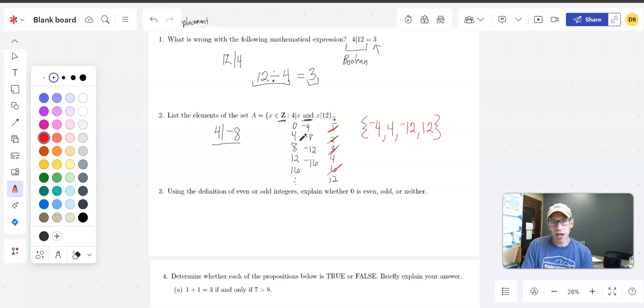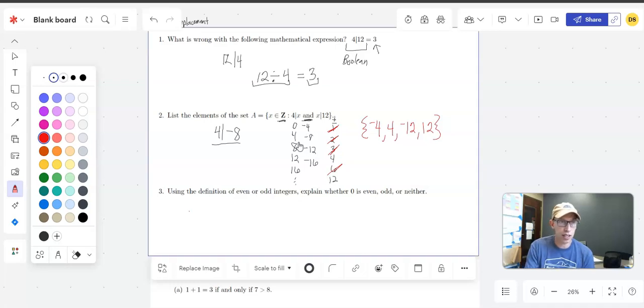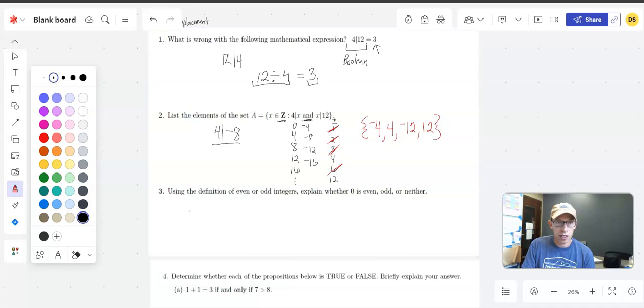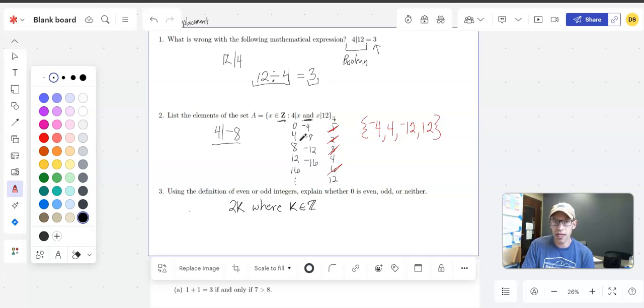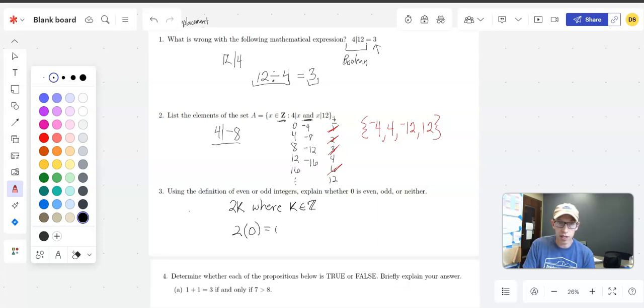Using the definition of even or odd, explain whether 0 is even, odd, or neither. Well, the definition of even is 2k where k is an integer. So if we can come up with a k that we multiply by 2 to get 0, if we can come up with an integer that we multiply 2 by to get 0, then it's even. And indeed, 2 times 0 equals 0.